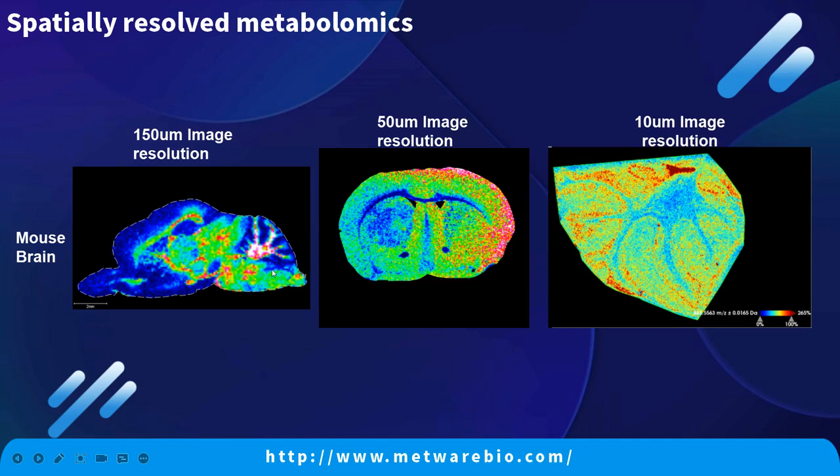As you can see, 150 micrometers only roughly distinguished the structures. When we do experiments with 10 micrometers, it can specifically divide the brain into regions, and the metabolite distribution of each region can be displayed much clearer. This is the difference between high resolution and low resolution.